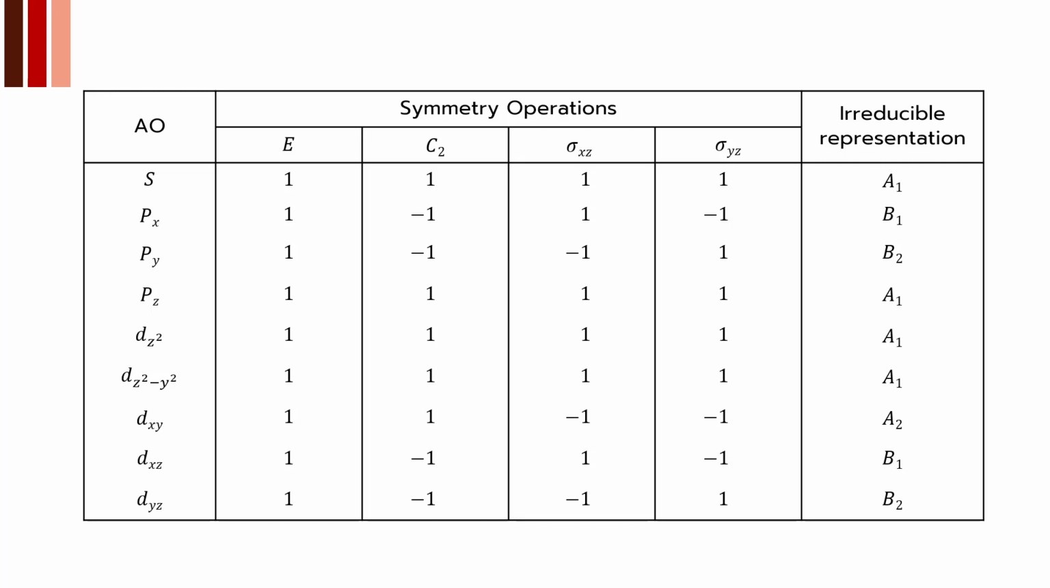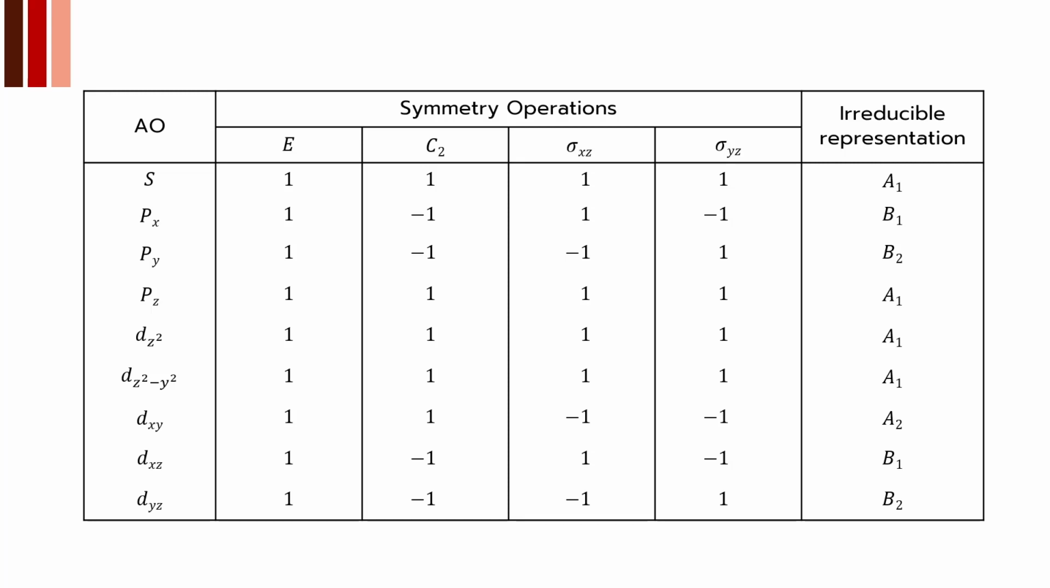If you talk about py orbitals, for identity, no change. For C2, along the z-axis, there is a change. For sigma xz, it gets reversed, and sigma yz is equal to 1. When you talk about pz, the z-axis is the rotational axis, so identity is 1, C2 is 1. Sigma xz and sigma yz also remain unshifted, and therefore there is no change. It belongs to the A1 type of species.